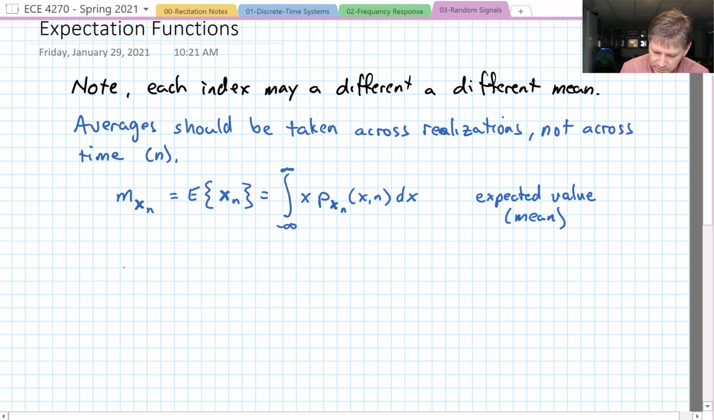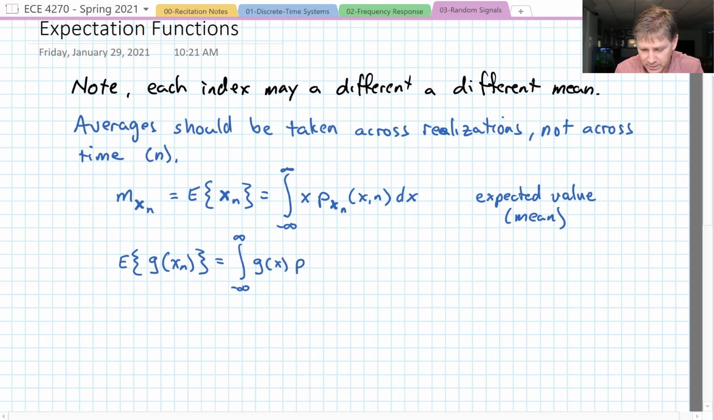We can likewise take the expected value of a function of a random variable. Why would we do this? Variety of reasons. But essentially, there's not much mystery here. We just throw the function in there instead of the random variable itself. So this is the expected value of a function.